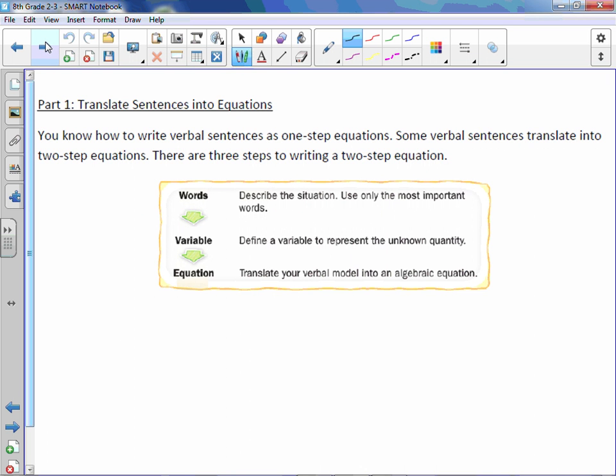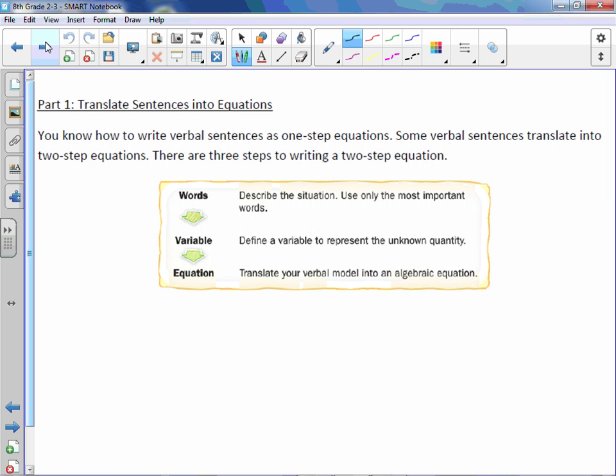You know how to write verbal sentences as one-step equations. Some verbal sentences translate into two-step equations. There are 3 steps to writing a two-step equation. Words is your first step. Describe the situation. Use only the most important words. This is really important when you're dealing with longer word problems.